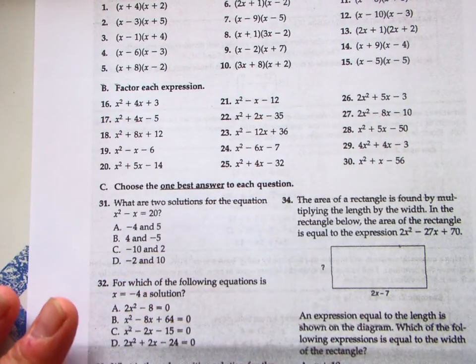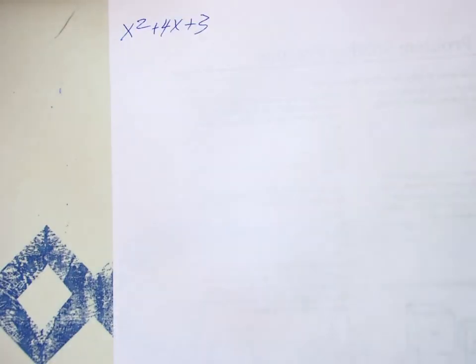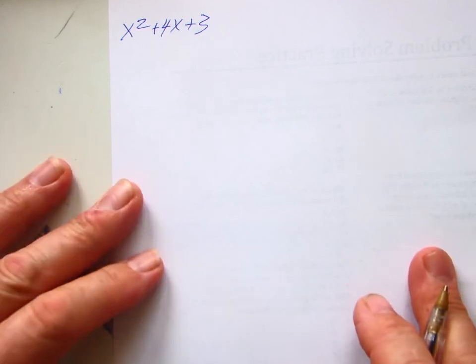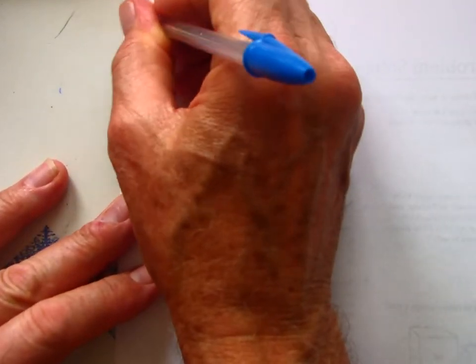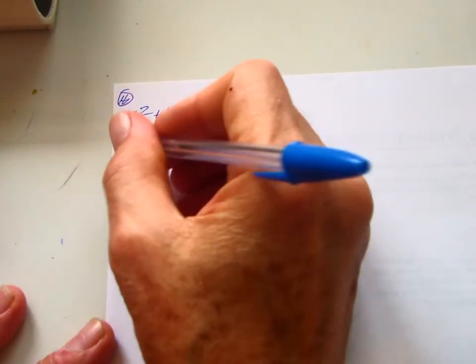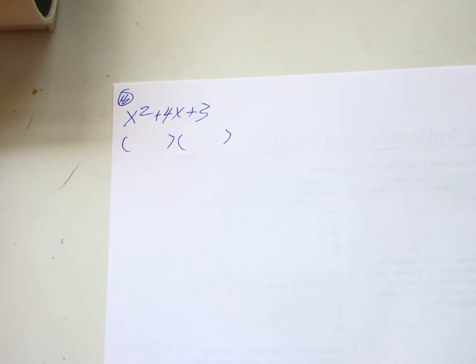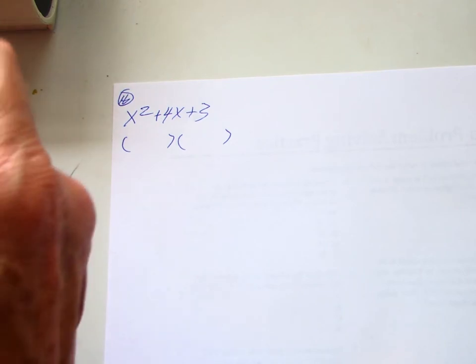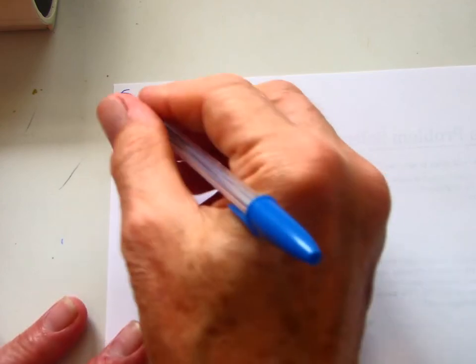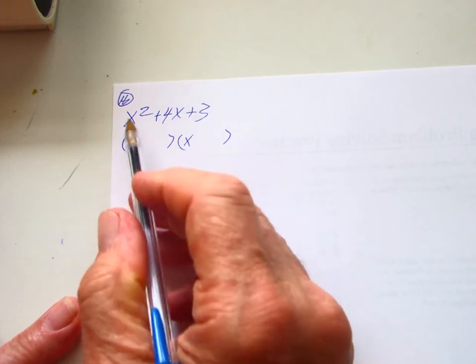It says x squared plus 4x plus 3. Okay, I wrote that over here. This is number 16. Okay, let me turn it a little. So we want to break it down so that we have two polynomials multiplied together. First I set up my parentheses for my polynomials. And I want to get x squared, so I'm going to put an x in one and an x in the other. When they're multiplied together, they're going to give me x squared.